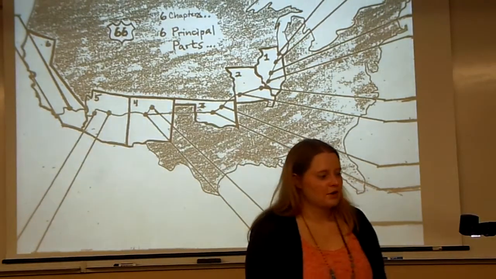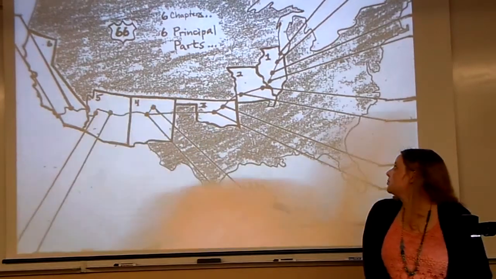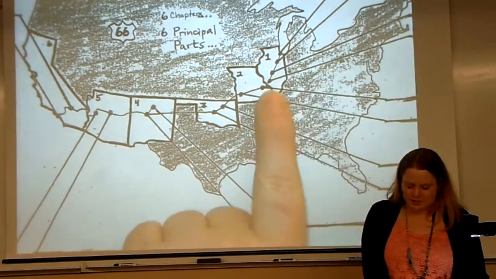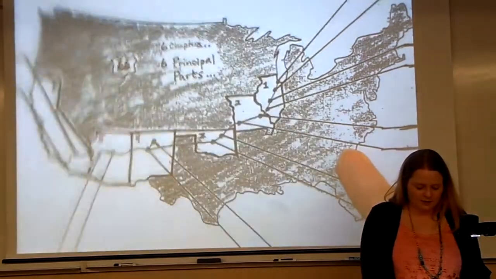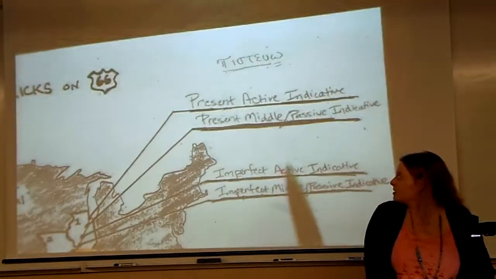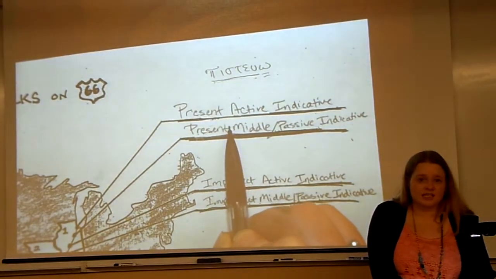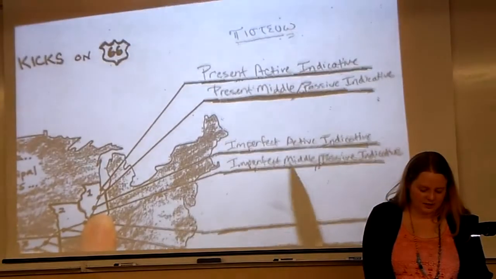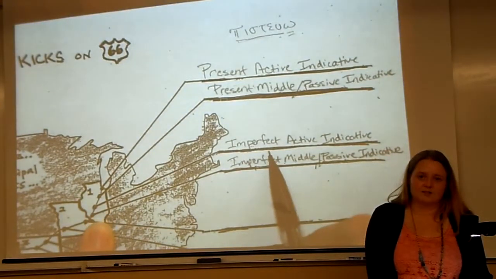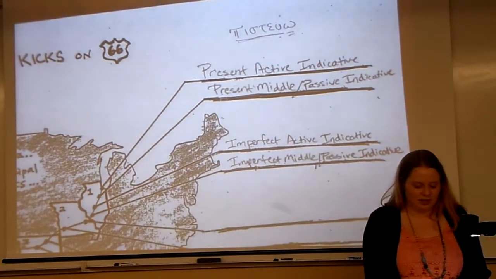Okay, this is for future verbs. So if we go back to our map, we've worked in Illinois before. So this is Illinois. And the two things that we've learned thus far are both built on the same stem. So in Illinois we have the present active indicative, the present middle passive indicative, and then also built on the same stem is the imperfect active indicative. That's why we keep it all in the state of Illinois. It's got the same base stem if you're looking at something in Greek.